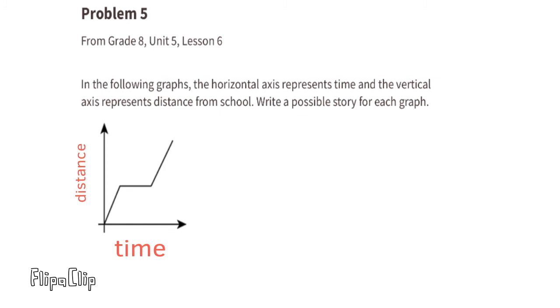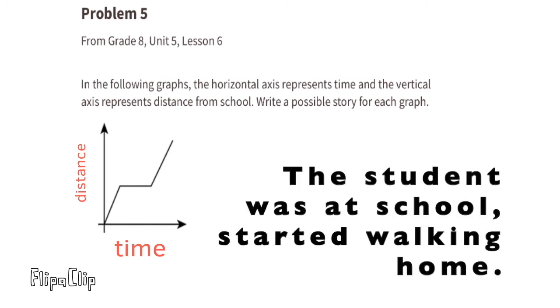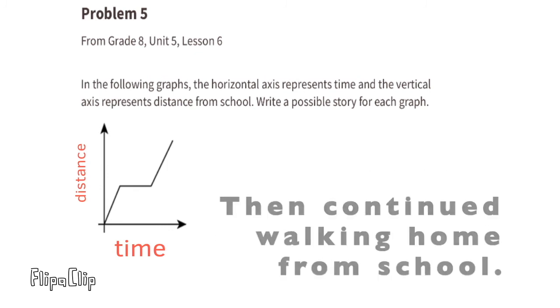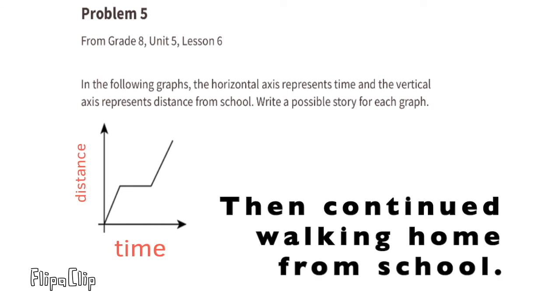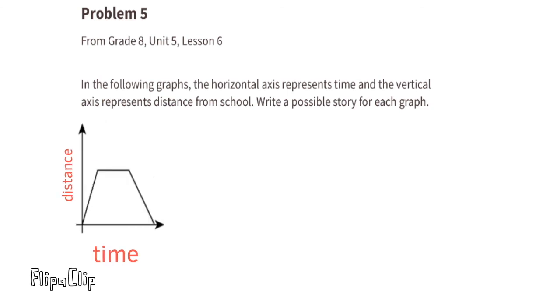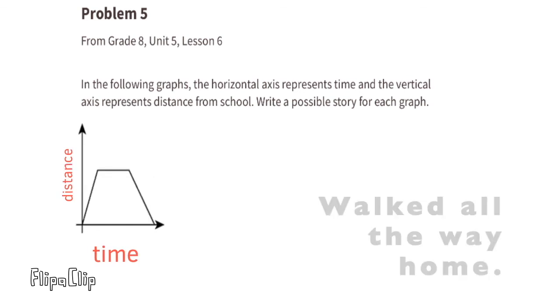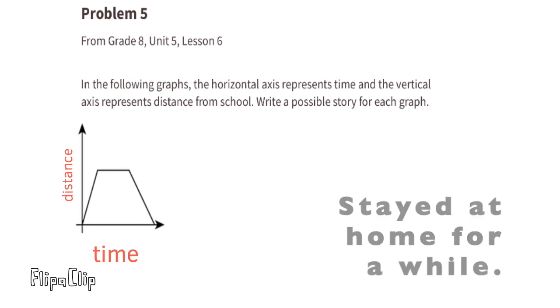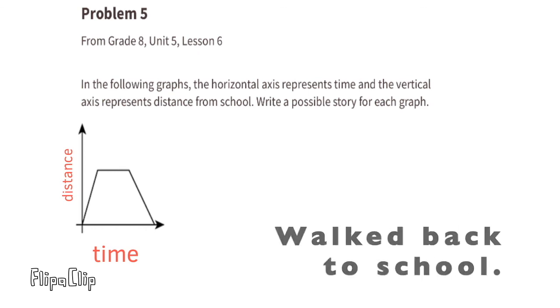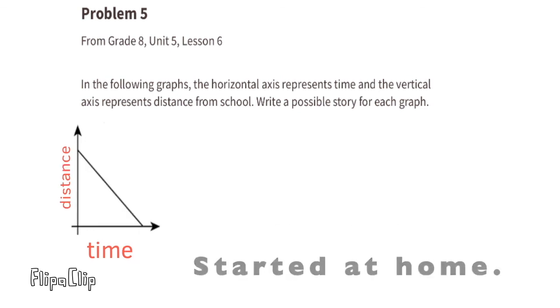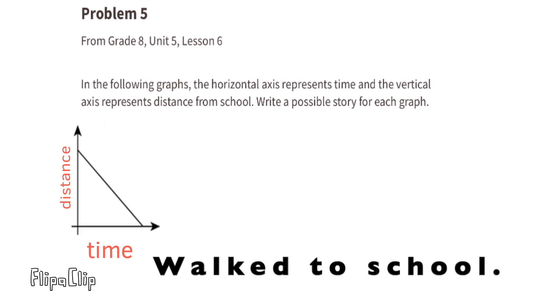For the graph on the left, the story could be that the student was at school, then started walking home, took a break for a while, and then continued walking home from school. For the next graph, the student started at school, walked all the way home, stayed at home for a while, and then walked back to school. For the third graph, the student started at home and then walked to school.